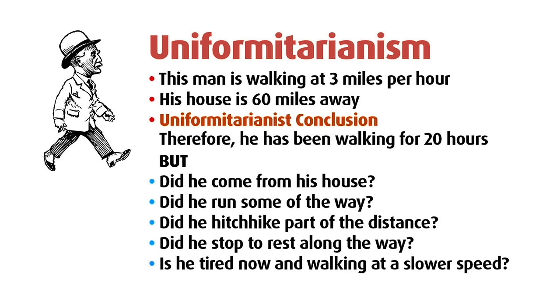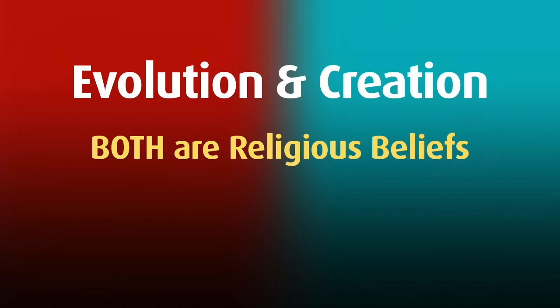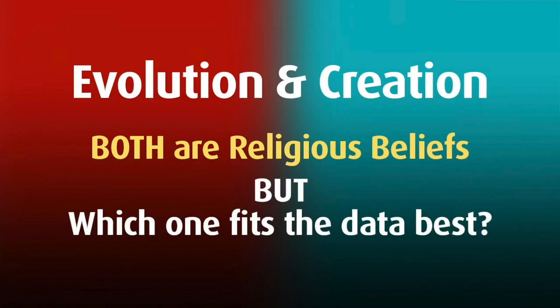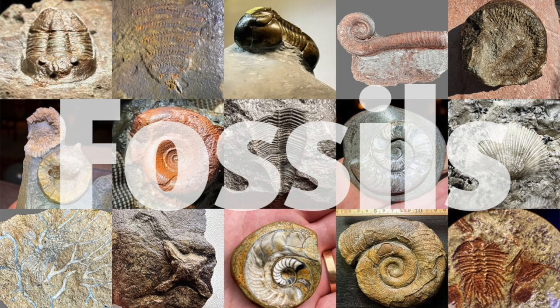So you can see that uniformitarianist conclusions ignore a lot of very real possibilities and therefore are not as sure as they would like you to believe they are. And the last thing in review is that evolution and creation both are religious beliefs. But the purpose of these videos is to decide which one fits the data best, looking at it from a scientific angle. Let's talk about fossils.